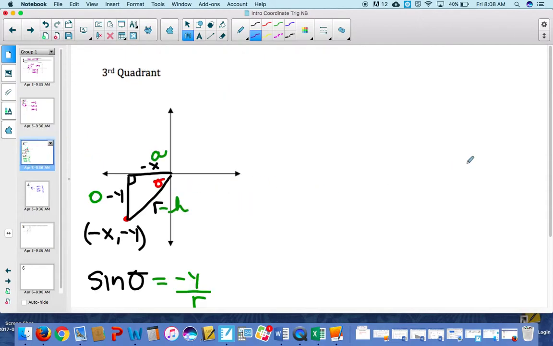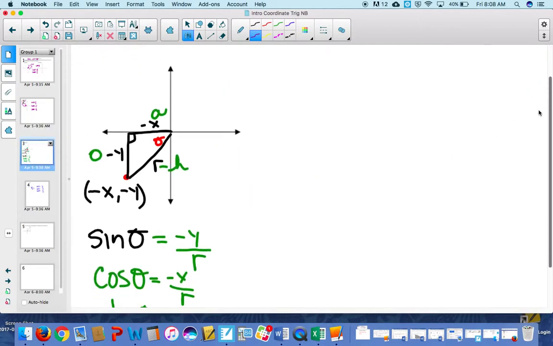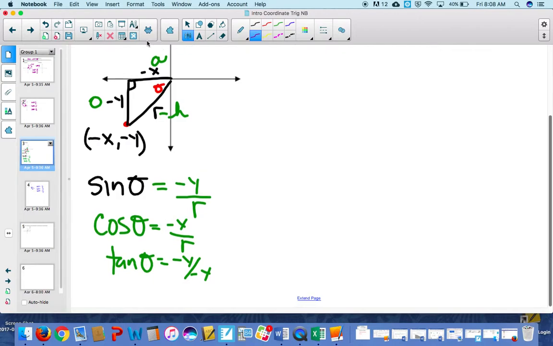All right, so let's take a look and see how you did on quadrant 3. Here I went ahead and labeled my opposite, adjacent, and hypotenuse with the green letters. So here's my theta. Negative y is my opposite. X is still my adjacent. X and y are both negative. My ordered pair is negative x, negative y. So sine of theta was negative y over r. Cosine of theta is negative x over r. And tangent of theta is negative y over negative x.